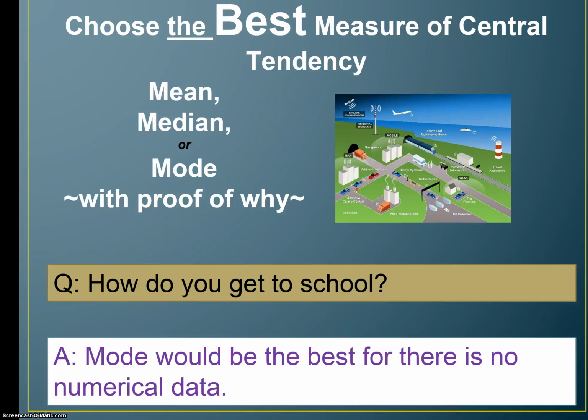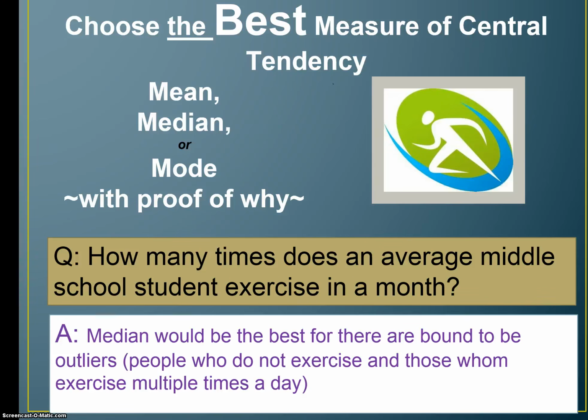So mode would be the best because there is no numerical data. So when you're dealing with non-numbers, like answers, you would have mode as your best measure of central tendency. Like, what's your favorite color? You'd use mode. What's your favorite food? Mode.